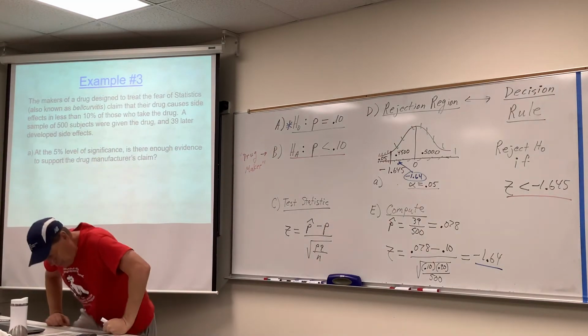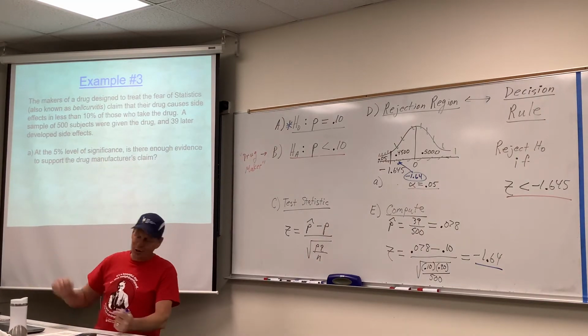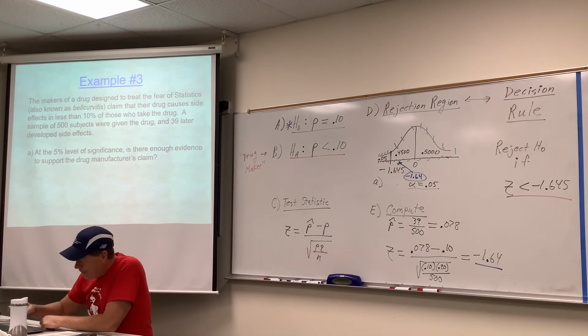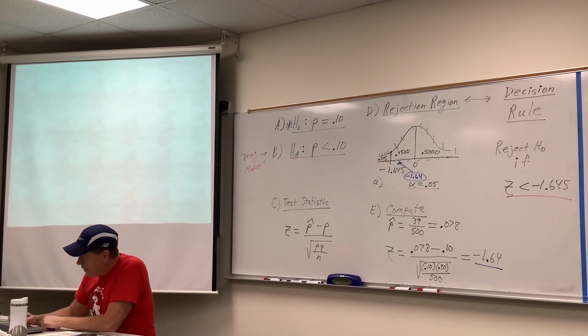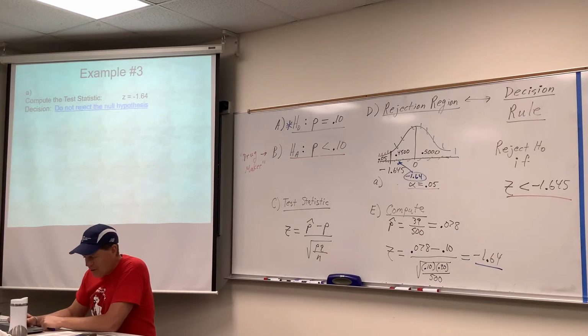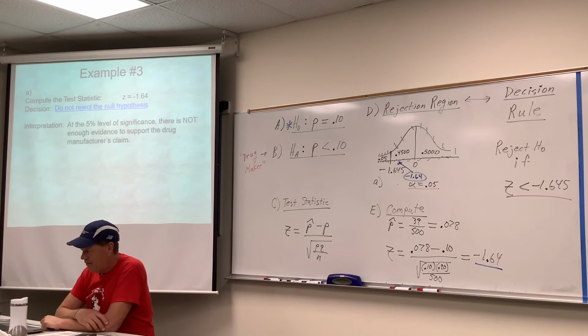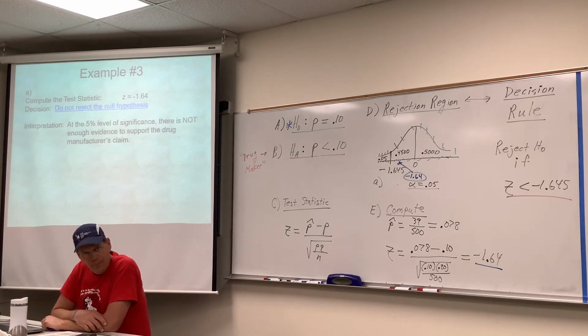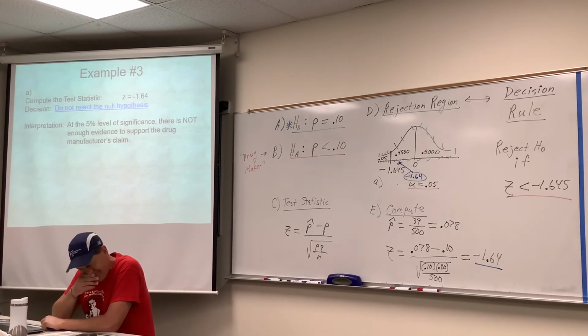It's critical thinking. I know that sounds snobbish, but anyway, the idea there would be that in part A, our test statistic was negative 1.64, and there was not enough to reject the null hypothesis, which means there was not enough evidence to support the claim made by the drug company. So that's the verdict, if you will, for part A of this question. And you have that printed in front of you, and think about it and digest it.